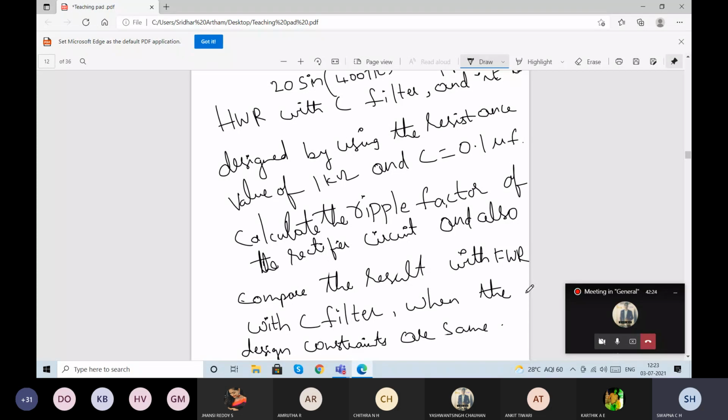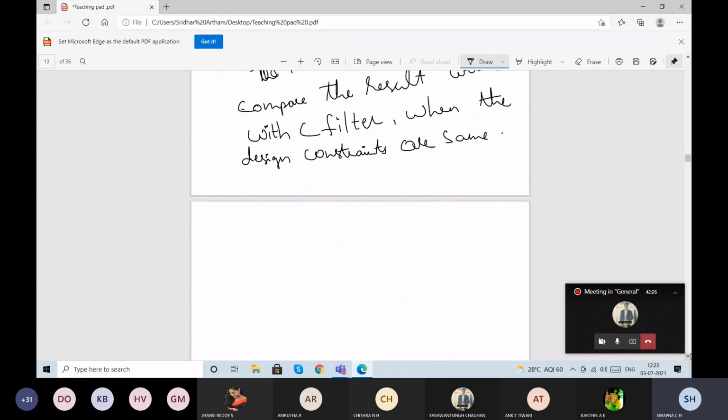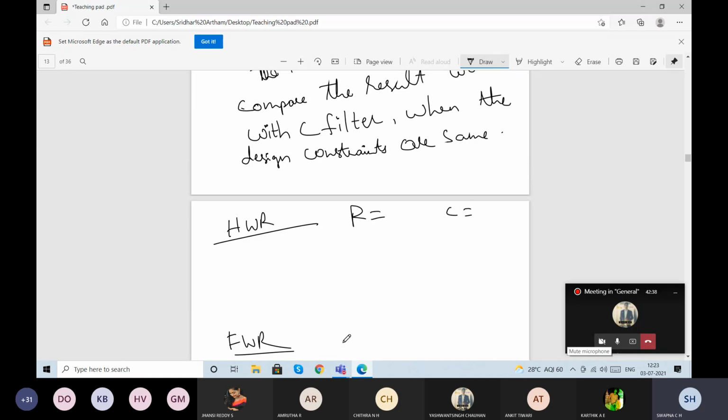Okay, so this is what the question is. You need to find gamma for the half wave rectifier with C filter, and you should also compare that result with the full wave rectifier with C filter. He is saying whatever R and C we consider for the half wave rectifier, the same R and C you need to consider for the full wave rectifier as well. So R is 1 kilo ohm here, C is 0.1 microfarad. Here also it will be 1 kilo ohm, and here it is 0.1 microfarad. So how will you calculate gamma for the half wave rectifier? Gamma is given by 1 by 2 root 3 f R C.